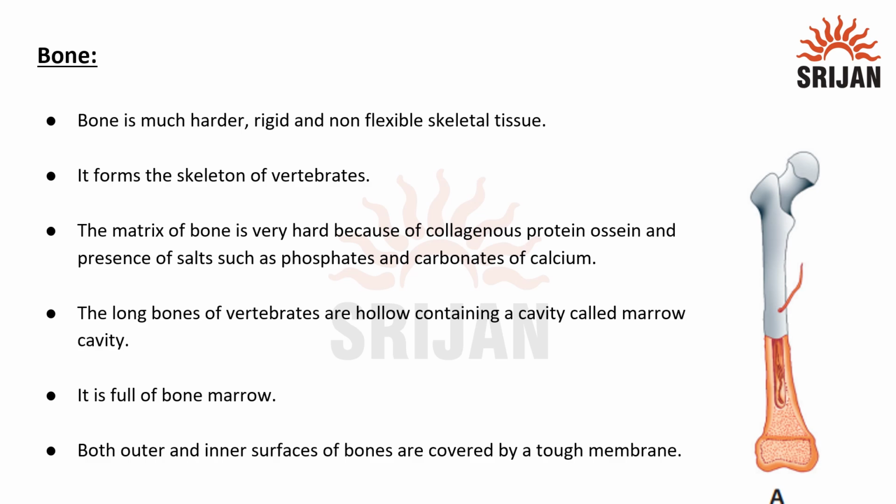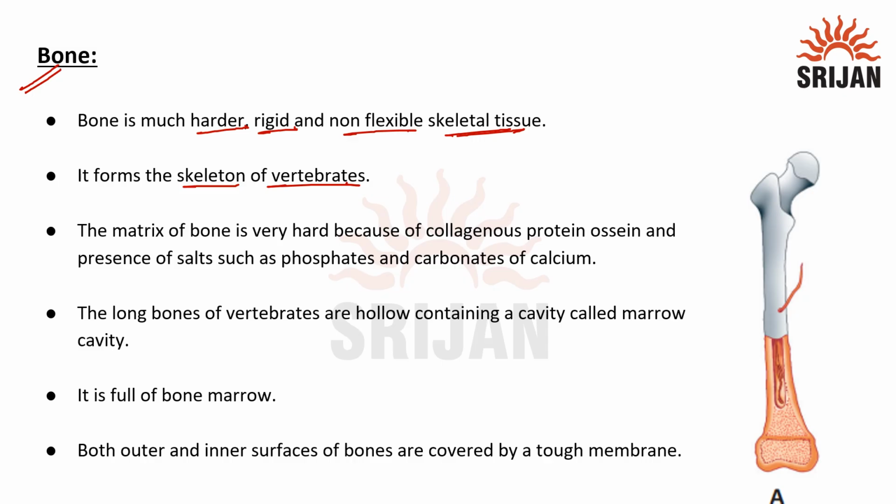Bone. When we talk about bone, we know that bone is a type of skeletal tissue, and this tissue is very hard, rigid and non-flexible. Bones make up the entire framework of the body. That means the skeleton of vertebrates is made up of bones.